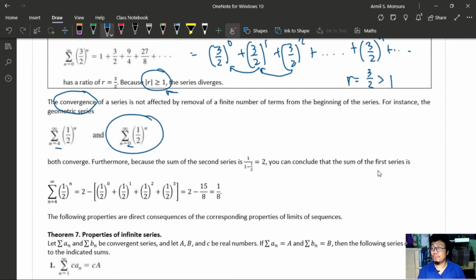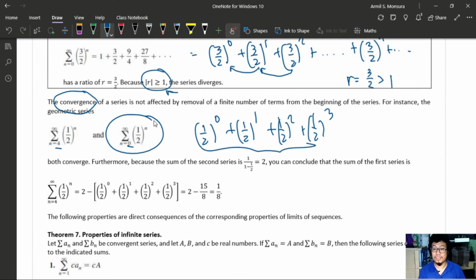You can conclude that the sum of the first series can be found by removing the first 4 terms: 1/2 raised to 0, 1/2 raised to 1, 1/2 raised to 2, and 1/2 raised to 3. By removing these terms from the sum of this, you'll be able to get the sum of the series. That's what I was telling you earlier. If you have a series that converges only from n equals 4, and from n equals 0 up to n equals 3 your geometric series seems not to converge.